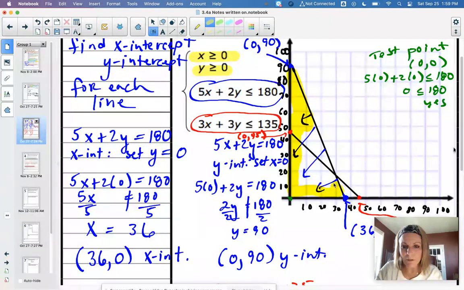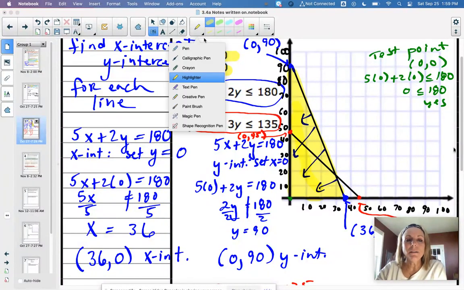I'm not going down below because x has to be greater than or equal to 0. So we have to stay right here because of these. We can't shade that way. We can't shade below because it states that x is greater than or equal to 0 and y is greater than or equal to 0.